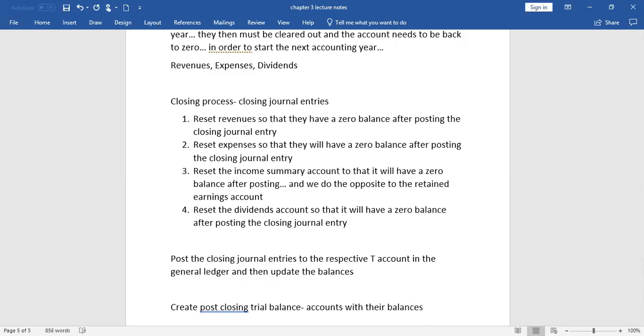So it's a trial balance. A trial balance is a list of all the accounts with their balances. So if an account doesn't have a balance, you don't have to write it. It doesn't mean there's no T account. It just means the T account has a zero balance.